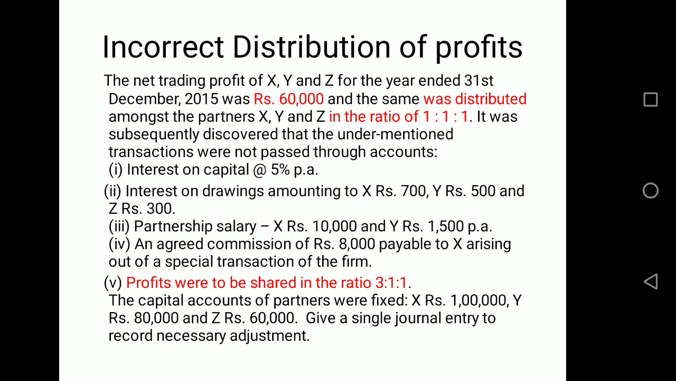The capital accounts we are given are 1,80,000 and 60,000, and we are asked to pass a single journal entry. Now the only difference is the fifth point in this question. So you are given two ratios. One is 1:1:1, in which we have distributed the profit, and one is 3:1:1, in which the profits were to be shared. As we know, in the P&L appropriation account, the divisible profit is to be shared in the profit sharing ratio. So after provisions, the remaining profits are shared in 3:1:1.